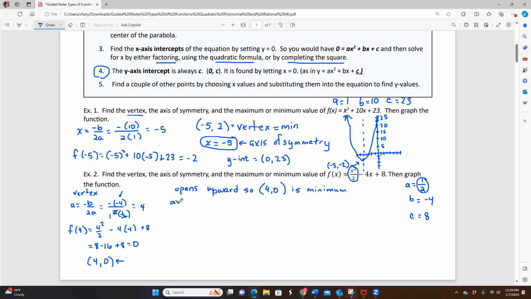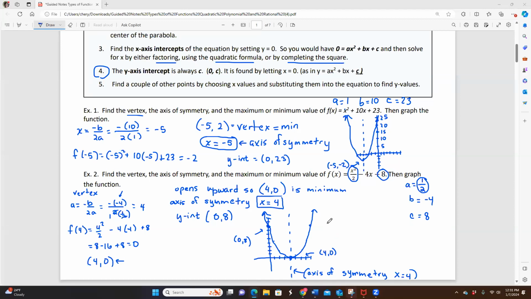Let's look for our axis of symmetry. You know from above that when you find the axis of symmetry, it's the vertical line that goes through your vertex. So in this case, the equation of my vertical line will be x equals 4. Another thing we know is that since this constant number 8 has no variable with it, that is our y-axis intercept. So our y-intercept will be 0, 8. So let's go ahead and graph this and check it together. Give it a try.